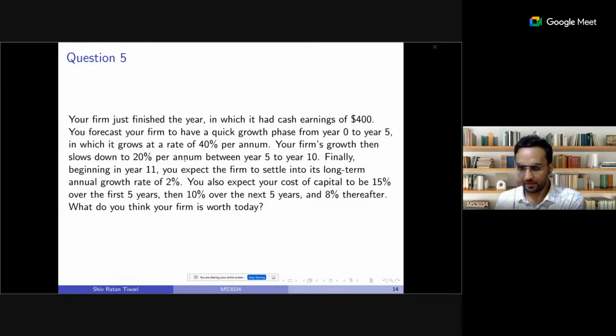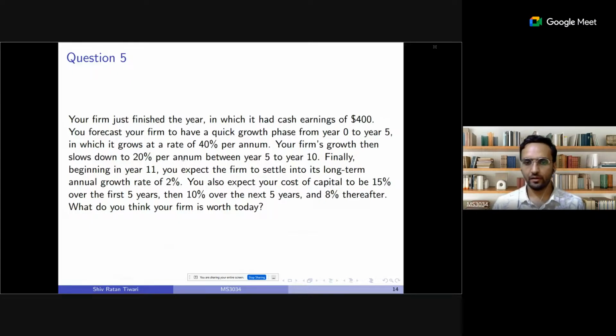Then in the next 5 years, after year 5 to year 10, your firm grows at a moderate rate, that is 20%, and in 10 years your firm is established, and after 10 years your firm grows at a stable growth rate of 2% every year.